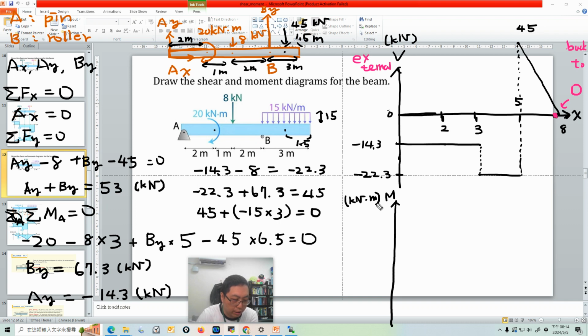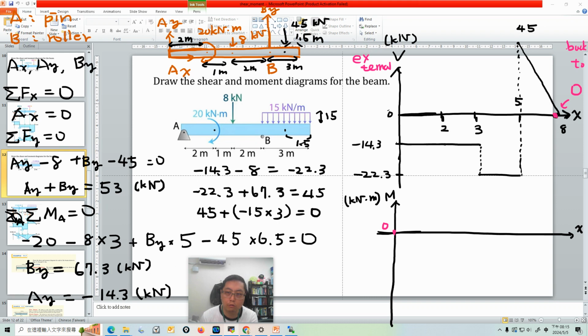Now let's see. I think drawing it this way is better. Okay, so we still start from A. At A there is no moment, so this is zero. So we start from zero. Then we see the change, and we follow the same concept. The change of the moment equals the area under the shear diagram curve.